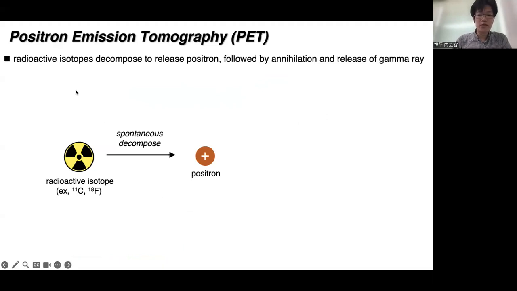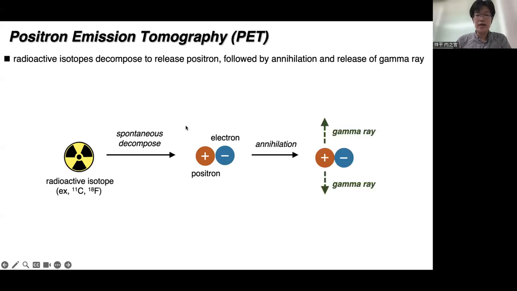Okay, so in this method, a radioactive isotope, for example carbon-11 or fluorine-18, is used as a detection mode. The radioactive isotope spontaneously decays, resulting in the release of a positron. This is a positively charged particle. And this positron meets an electron somewhere, followed by annihilation and release of gamma rays. And researchers detect this gamma ray like this.